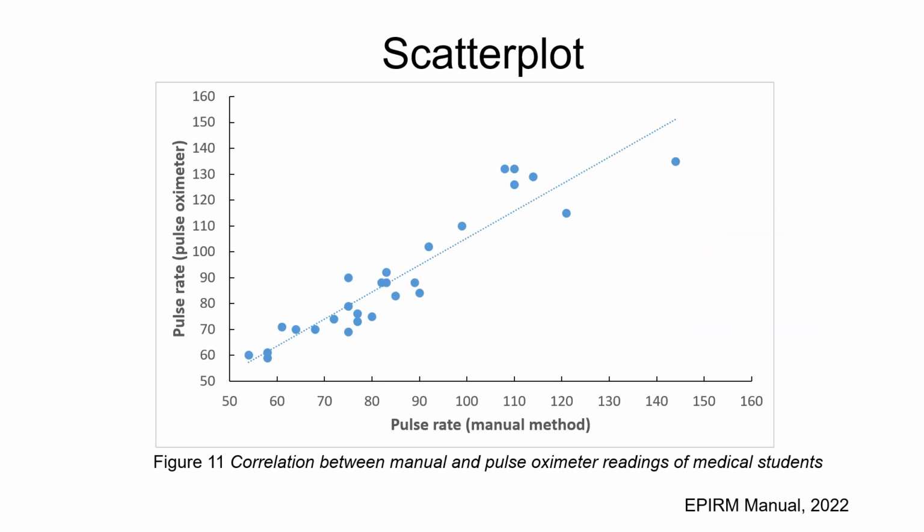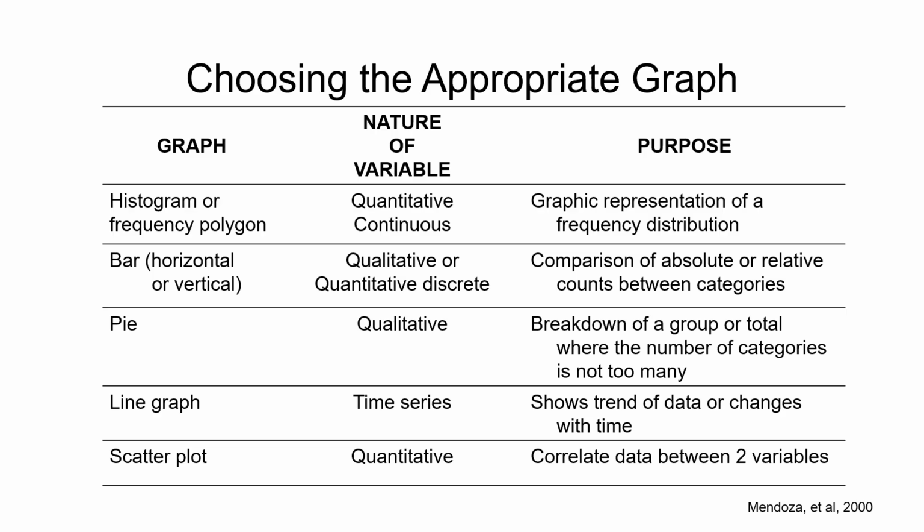To show the relationship between two quantitative variables, preferably quantitative continuous variables, a scatter plot is best. A perfect upward straight line indicates a direct positive, high, and significant degree of correlation between the variables. The quantitative continuous variable is pulse rate, taken using manual method and via pulse oximeter. This is a summary of the type of graph, the nature of the variable, and its use.